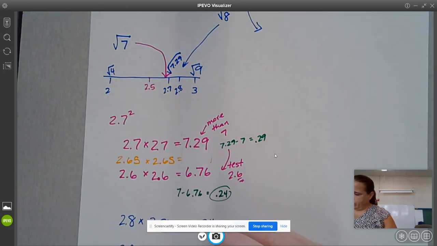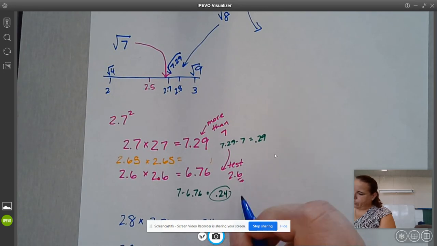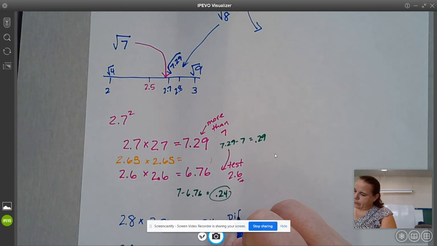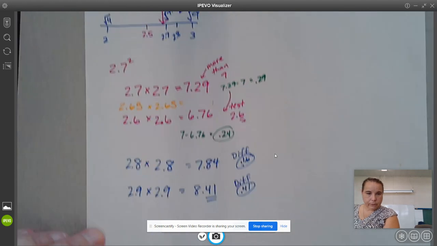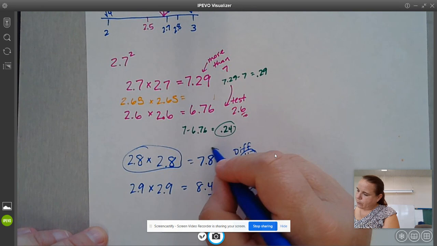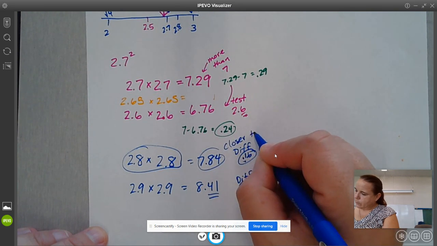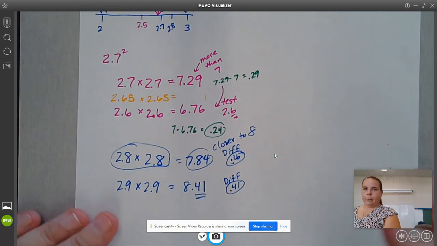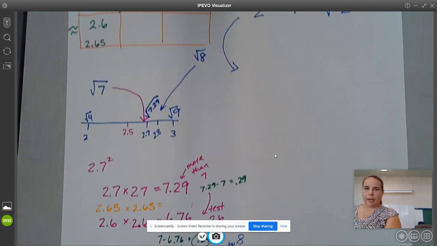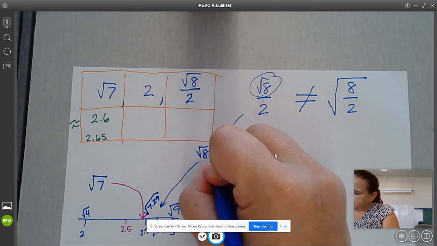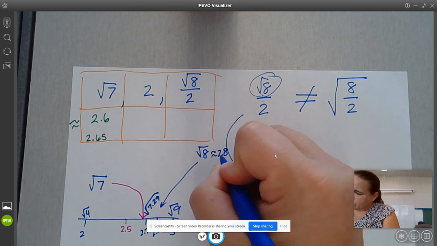So this is 8.41. If I subtract 7.84 from 8, this is a difference of 0.16. And 8.41 minus 8 is a difference of 0.41. So 2.8 is closer to 8. Then I have to bring that information up here: the square root of 8 is approximately 2.8.